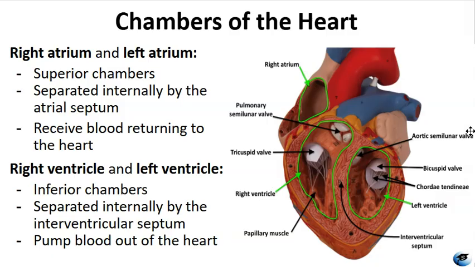The right ventricle and left ventricle are the inferior chambers, which means they're on the bottom and below the atria. These chambers pump blood out of the heart. The right ventricle pumps deoxygenated blood to the lungs through the pulmonary trunk, and the left ventricle, with its thicker wall, pumps oxygenated blood to the entire body through the aorta. And these chambers are divided by the interventricular septum, which is a thick muscular wall that separates the 2 ventricles.